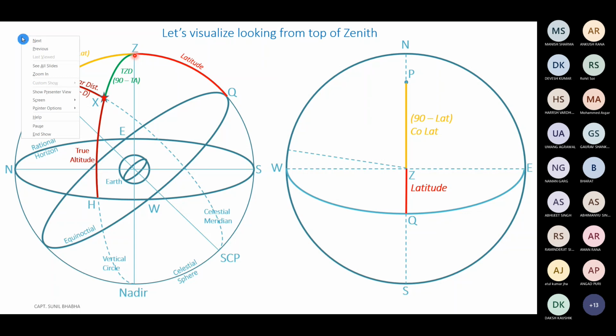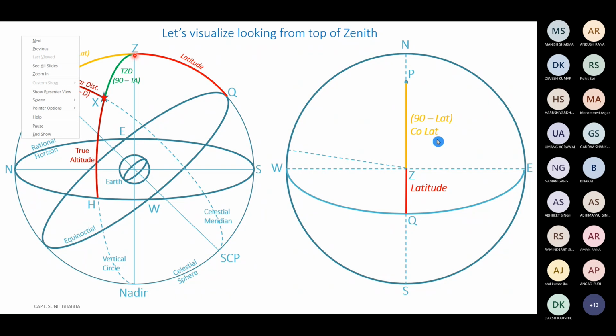Yes, sir. Right. So what we had discussed is the rational horizon, NESW. We saw that the Z point will be exactly in the center. Then Z to Q, the red highlighted portion, will be the latitude of the observer. WQE is the equinoctial. P is the pole, the north celestial pole in this case. Then P to Z, the yellow highlighted portion, is 90 minus latitude, or colat. So we had done up to here.